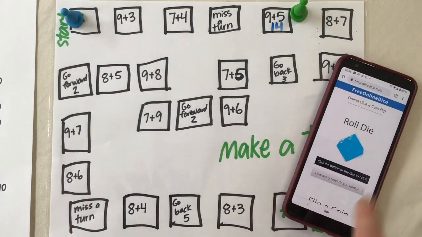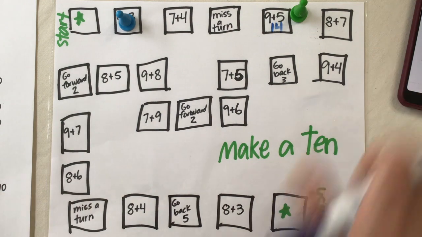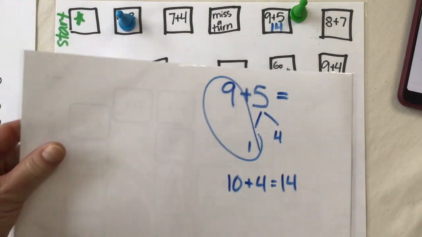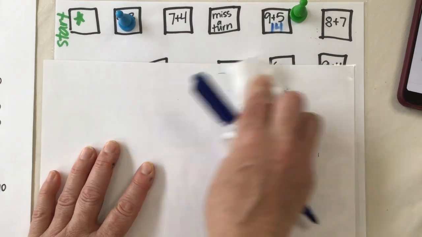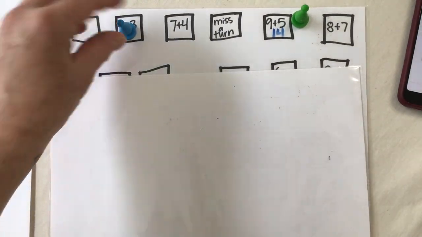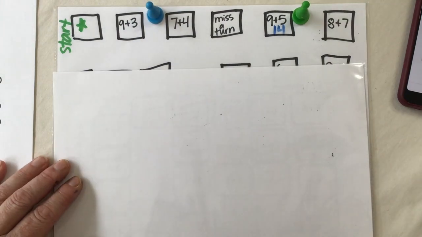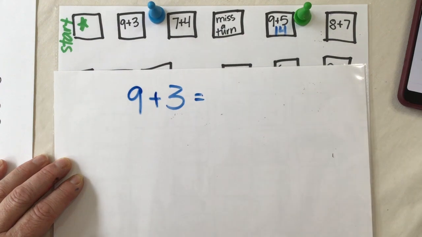Next person, roll the dice. Oh, they get to go one space. We'll do this once more together. Let me erase my scratch paper. So the next person playing, their problem is 9 plus 3. So write it on your scratch paper and get set up.